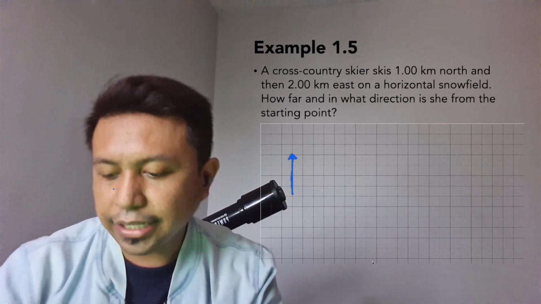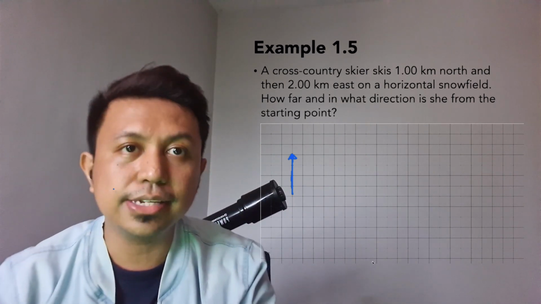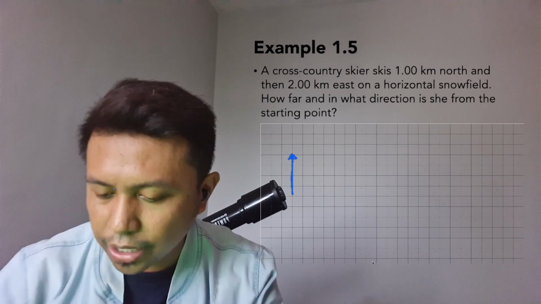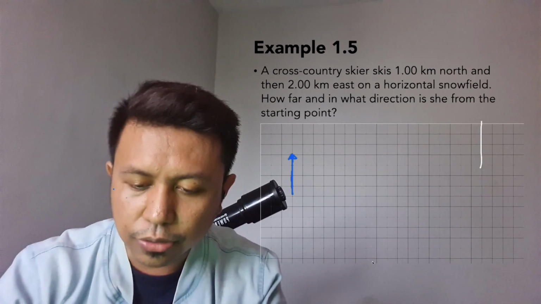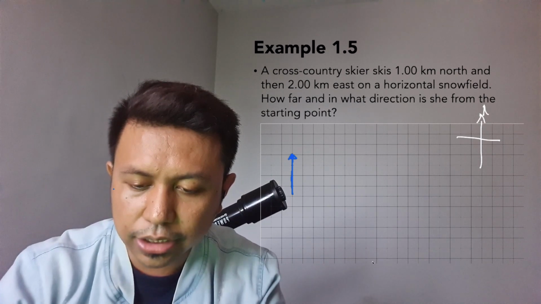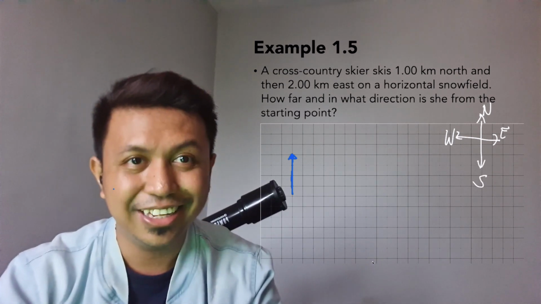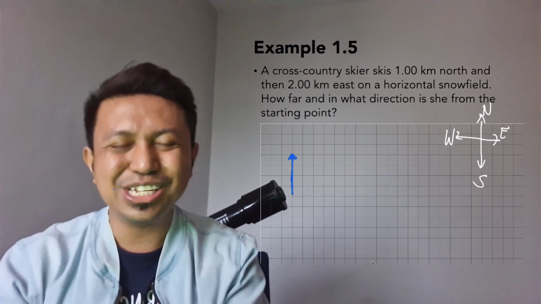And then it goes at 2 kilometers east. So from north, east, west, south, if we just review our directions, this is going north. This is east, the one on the right. The one on the left is west. The one going down is south. Okay, review lang: north, east, west, and south.